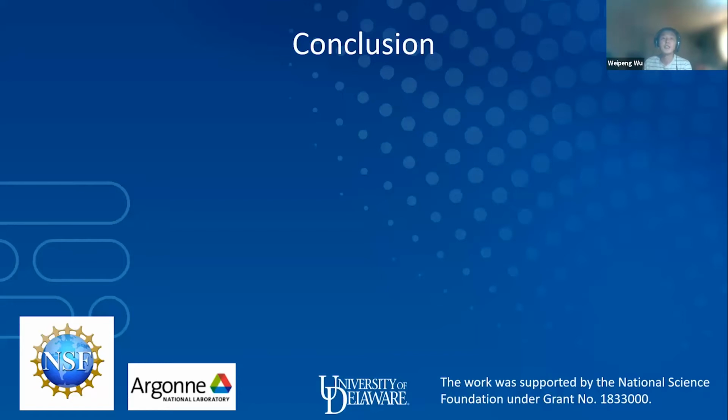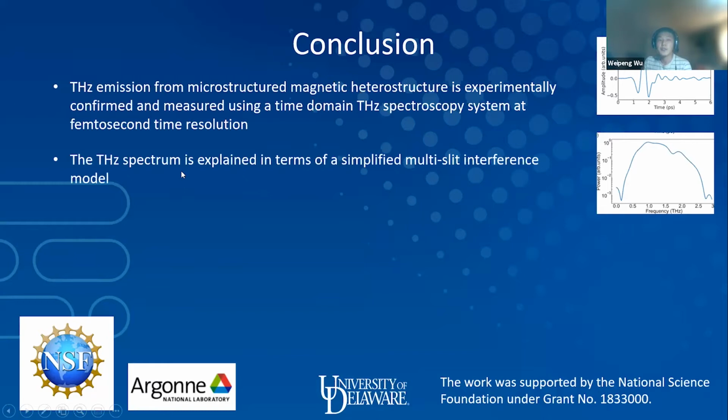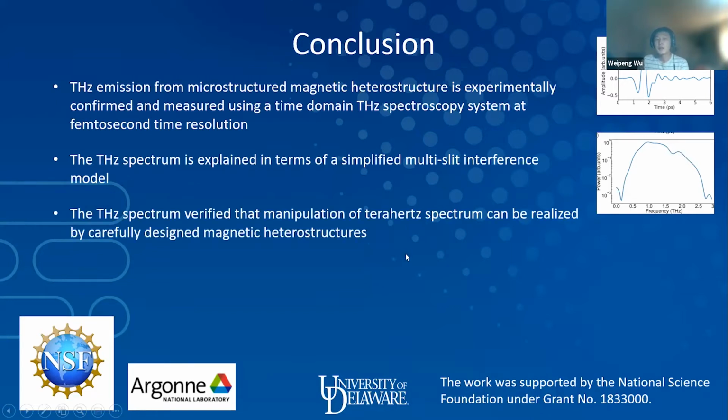To summarize my talk, we can see that terahertz emission from the microstructured magnetic heterostructure is experimentally confirmed and measured using a time domain terahertz spectroscopy system at femtosecond time resolution. And then we can see the terahertz spectrum is explained in terms of a simplified multi-slit interference model. Finally, the results verified that manipulation of the terahertz spectrum can be realized by carefully designed magnetic heterostructures.